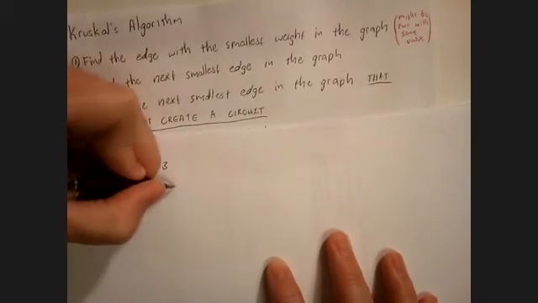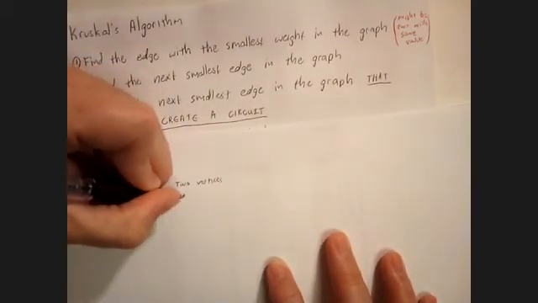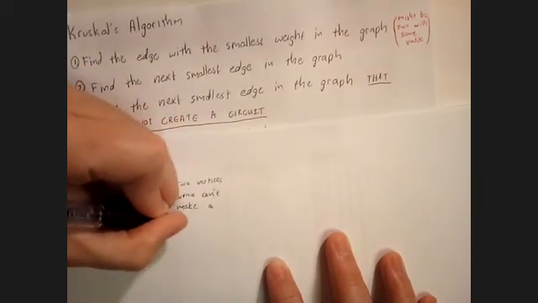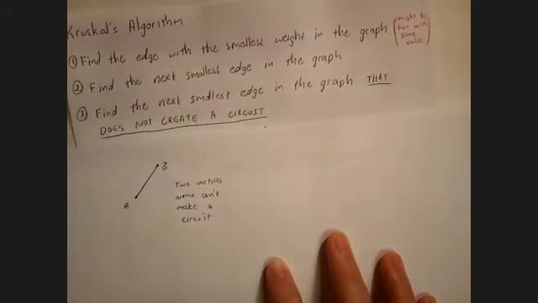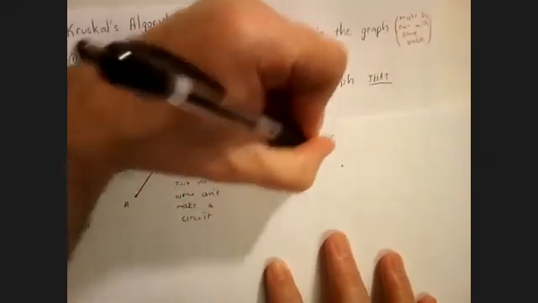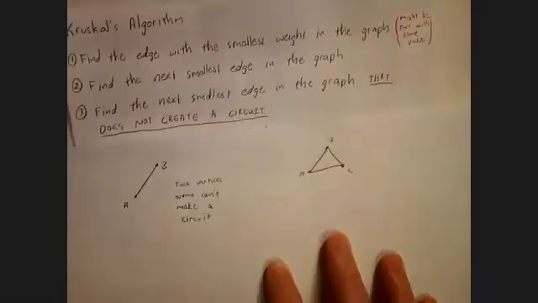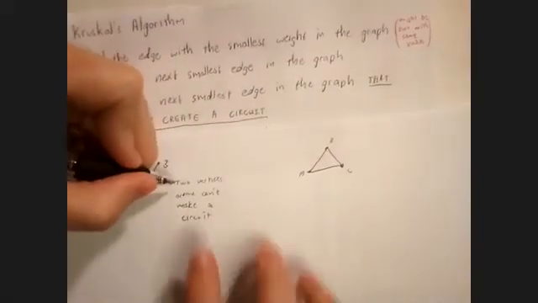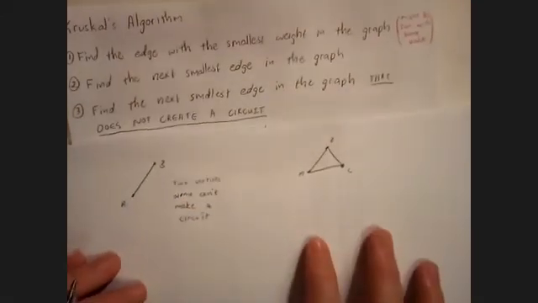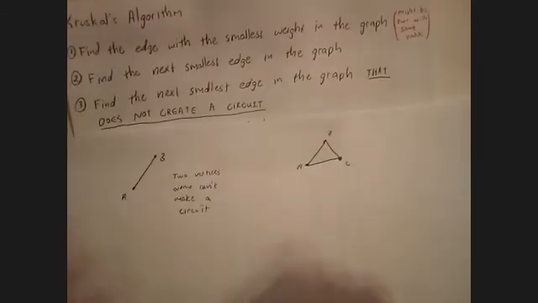2 vertices alone can't make a circuit, but 3 can. A, B, C. That's why we have to be careful.